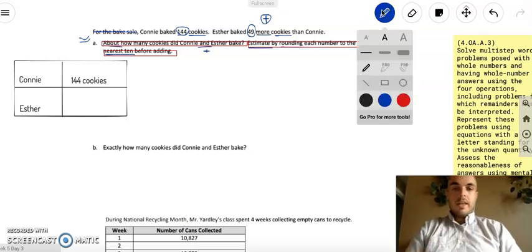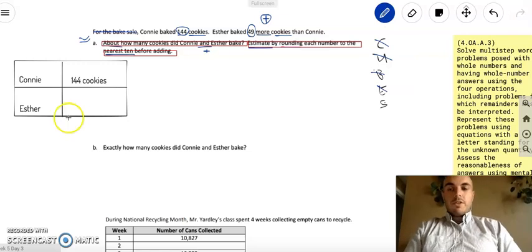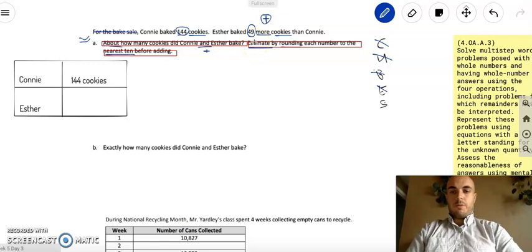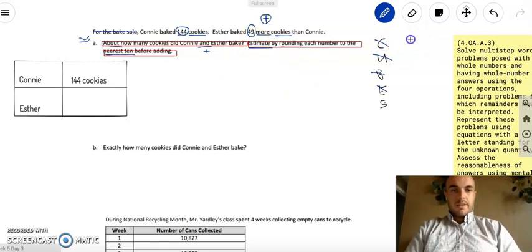Okay, so our first step is let's find the exact amount of cookies that Esther baked. So to do that, I need to add 49 to the 144. So I'm going to do that just over here on the side, so I make sure I have room for my future calculations that I have to do. Like so. Okay, 4 plus 9 is 13, carry the 1. 1 plus 4 is 5, plus 4 again is 9, carry down the 1, 193.